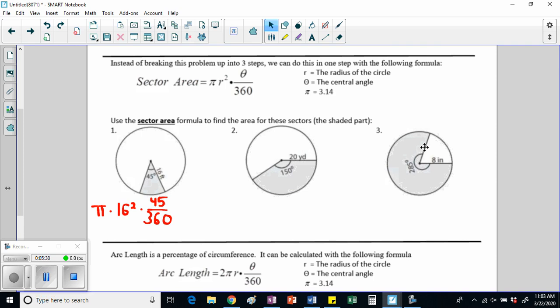For this last one, it looks a little bit weird, but you're doing a huge 285-degree slice. If you do that right, you should get just a tiny bit over 100 for problem number 1. And then you can do problems 2 and 3 the exact same way. This is finding the area of a sector, or sector area.